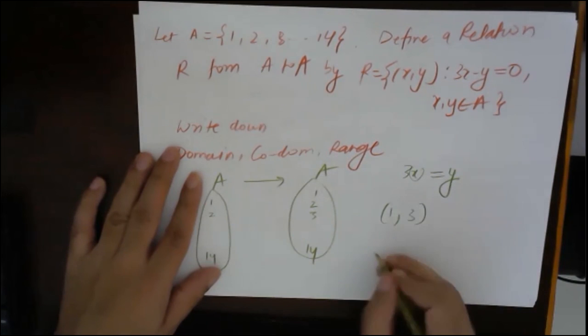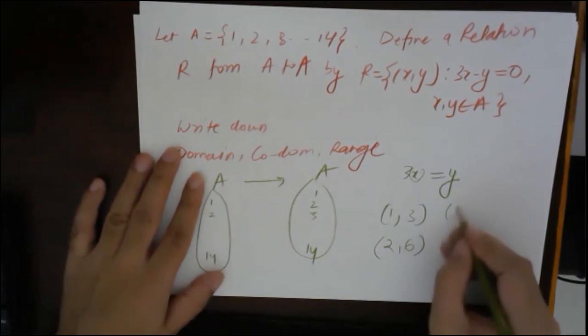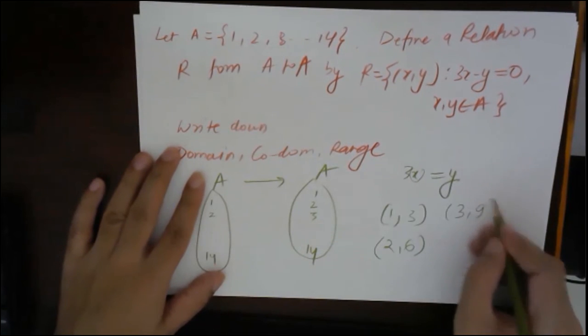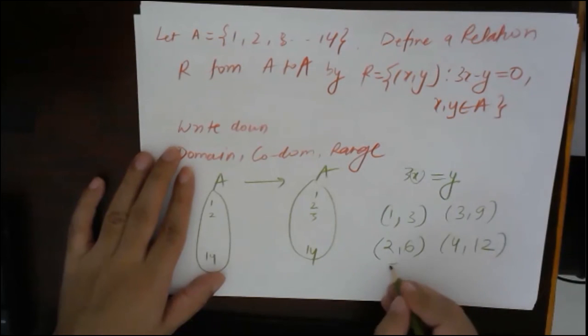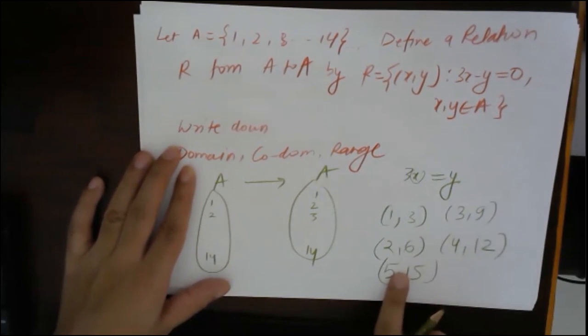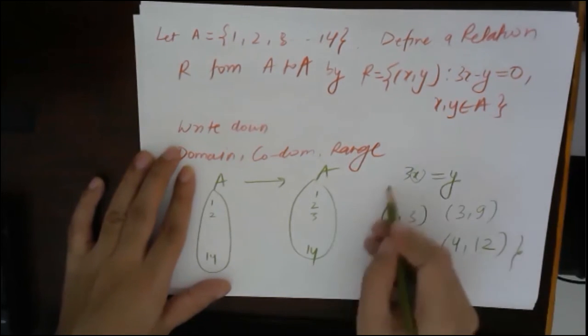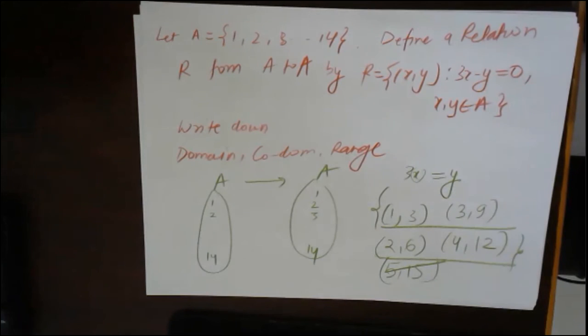y will be 3. When x is 2, what will be y? y will be 6. When x is 3, y will be 9. When x is 4, y will be 12. When x is 5, it will be 15. But 15 does not exist. So the maximum is 4. So these are the elements of the relation.